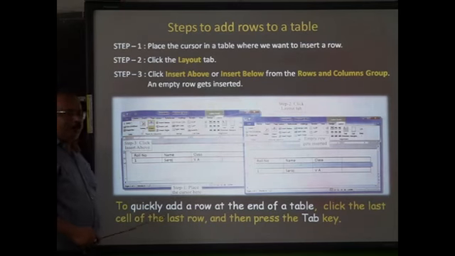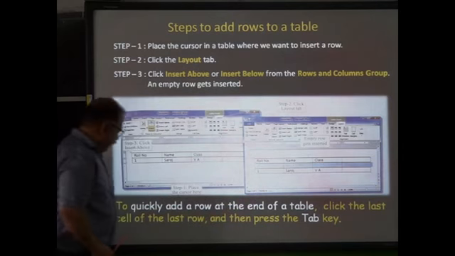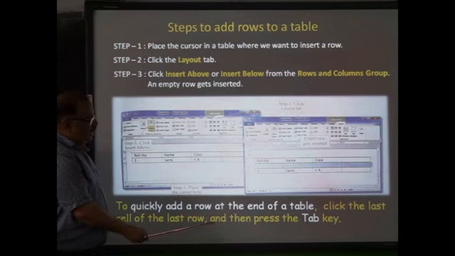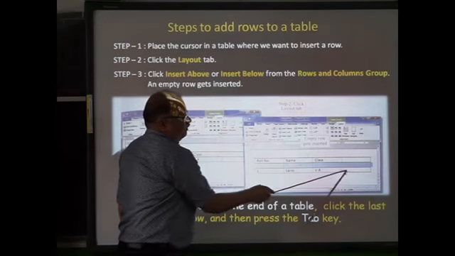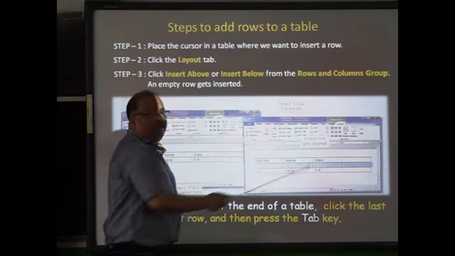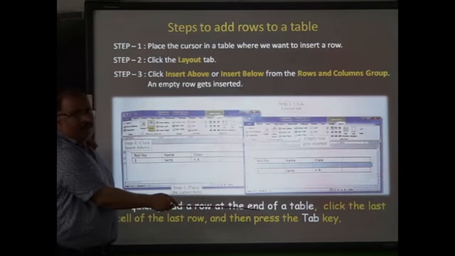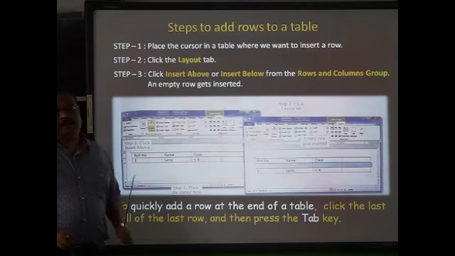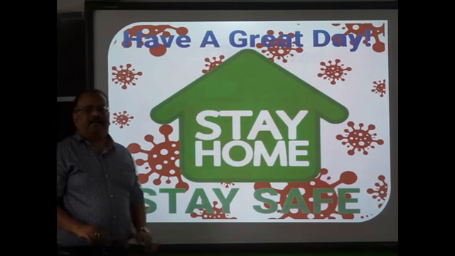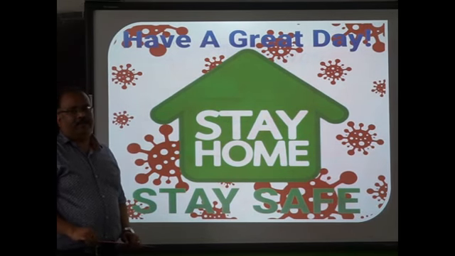One more thing you can do is to quickly add a row at the end of a table. Suppose the table is done and you require one more row. What you can do? Click the last cell of the last row and then press the tab key. So come to the last cell, keep your cursor here and press the tab key. You will find that one more row is inserted at the end. Okay? And with this, we have finished this topic of inserting table.